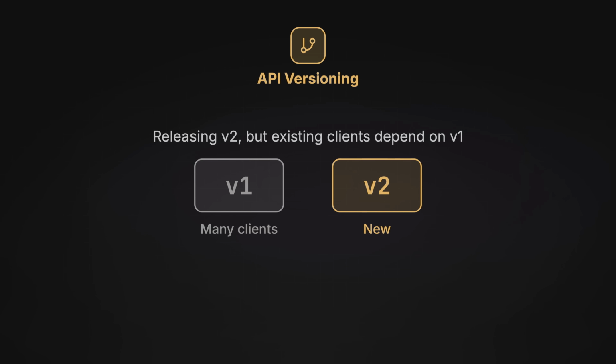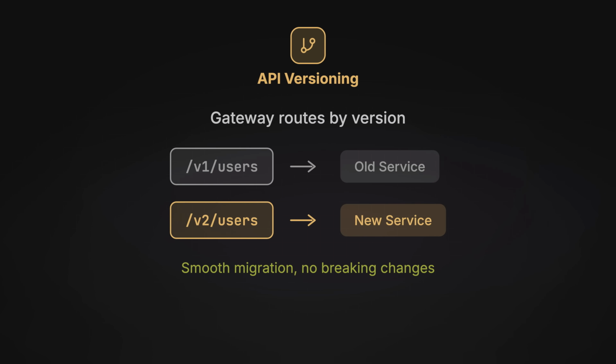API versioning. You're releasing V2 of your user API, but existing clients depend on V1. The gateway routes V1/users to the old service, V2/users to the new one. Smooth migration, no breaking changes.